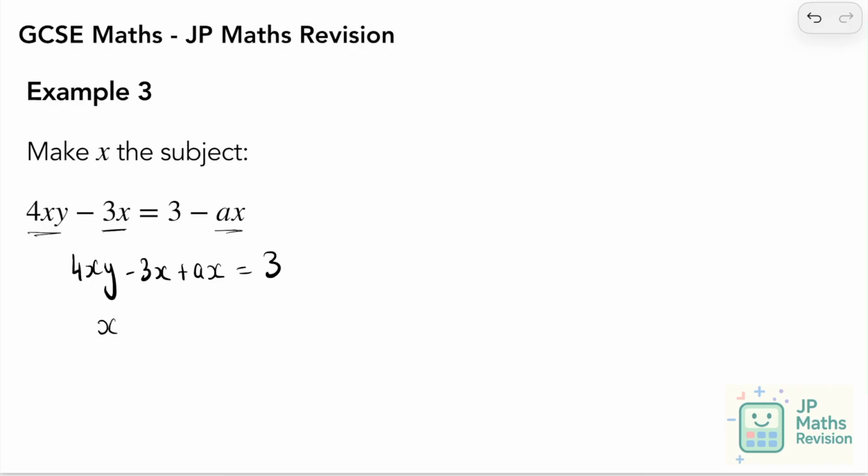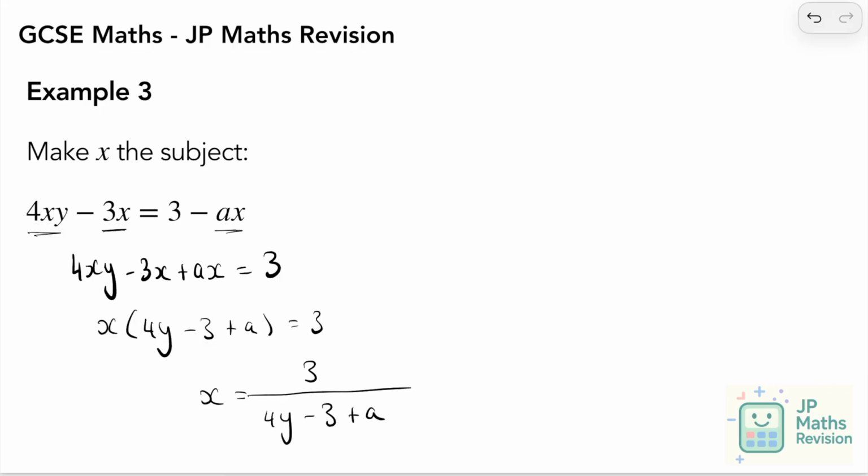So we have x bracket 4y minus 3 plus a equals 3. And now we can simply get x by itself by dividing both sides by 4y minus 3 plus a. So we end up with x equals 3 over 4y minus 3 plus a.